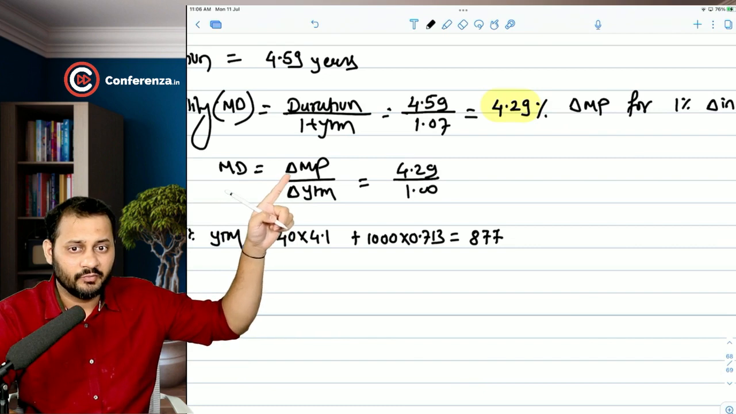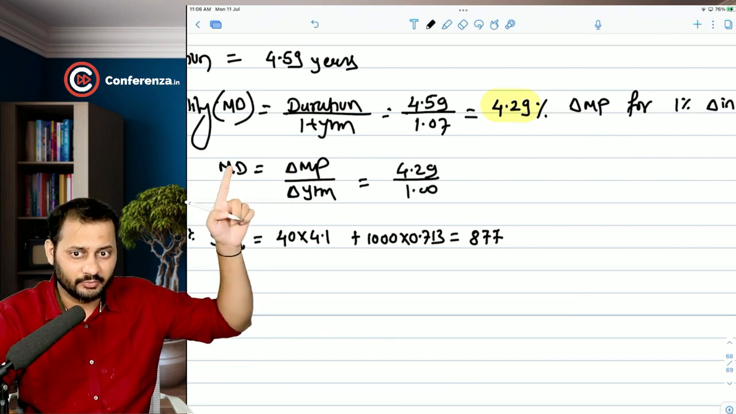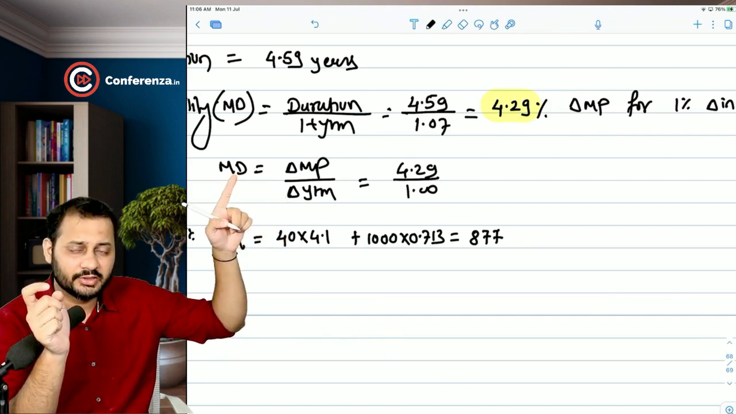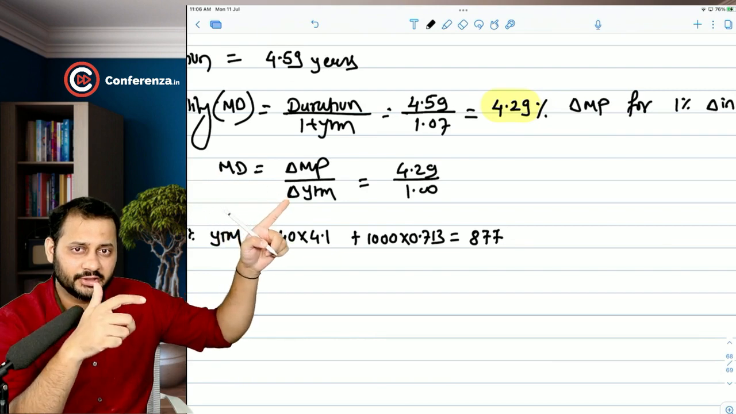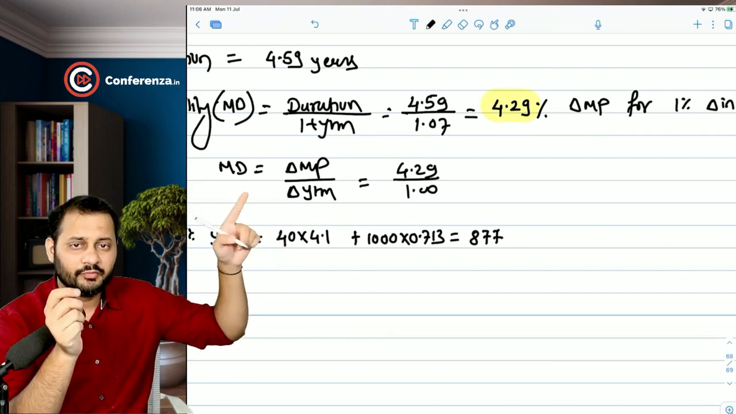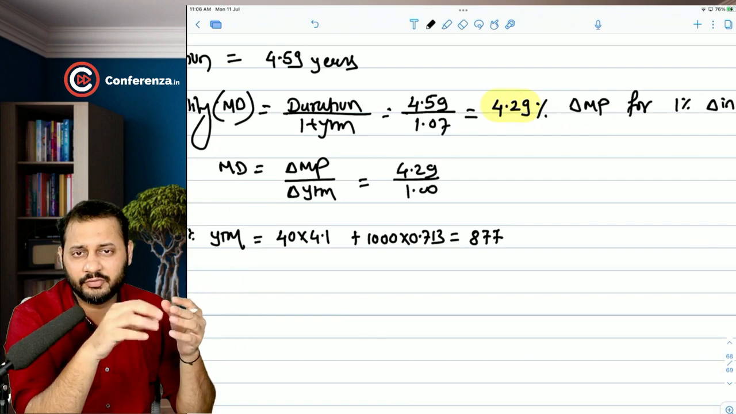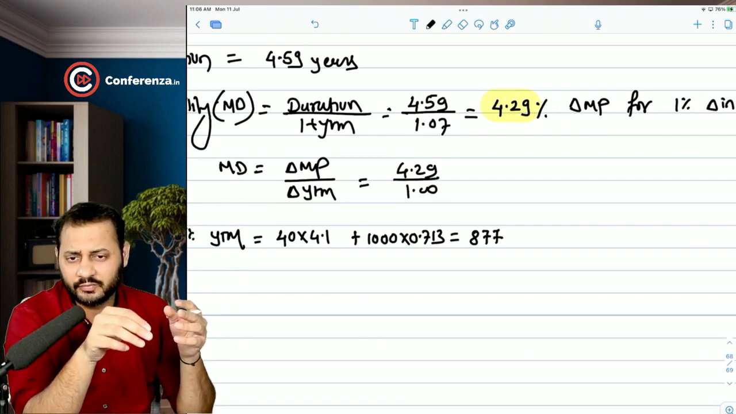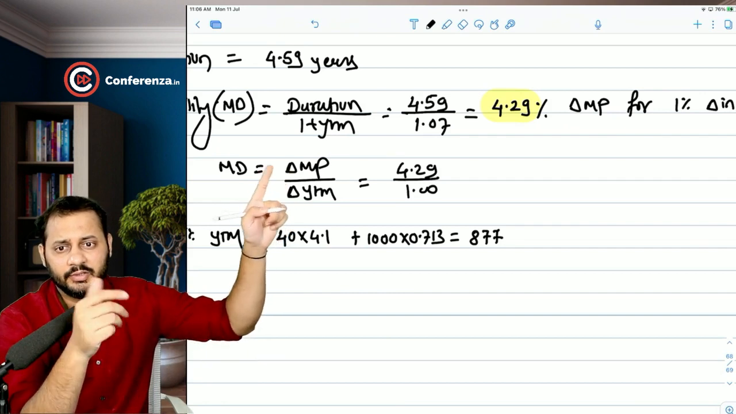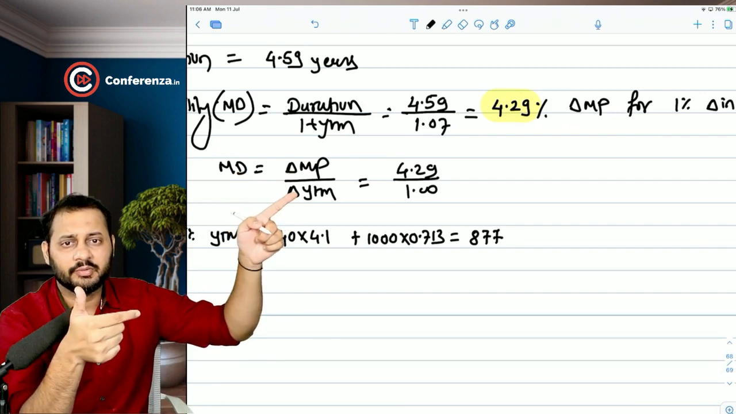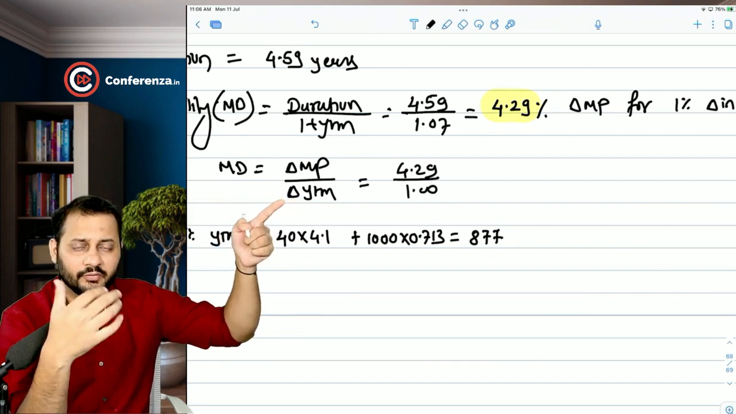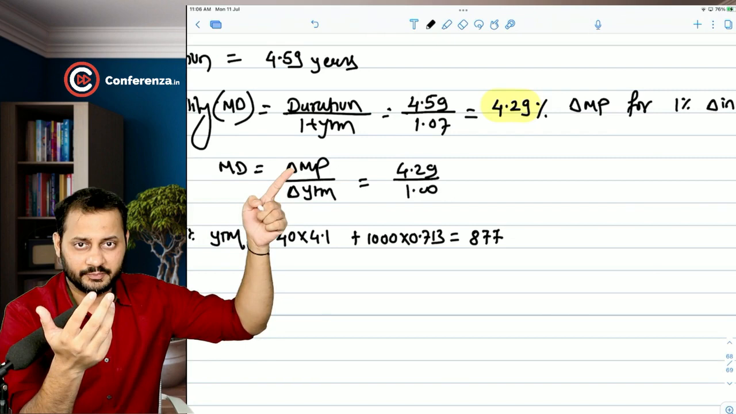Now please understand, we can calculate the change in market price as modified duration multiplied by change in YTM. Have a look. If you transfer this change in YTM to this side, you will get modified duration into change in YTM. So for example, if your YTM is changing by 3%, increase or decrease, the change in market price will be modified duration into that 3% change. So 4.29 into 3, you will get the change in market price, right?